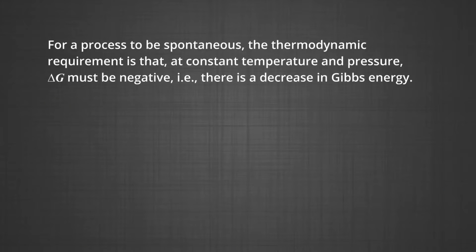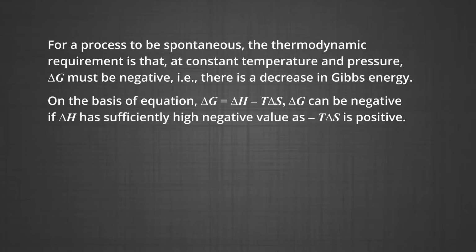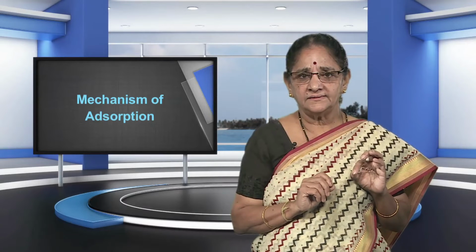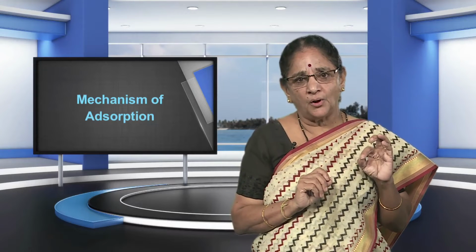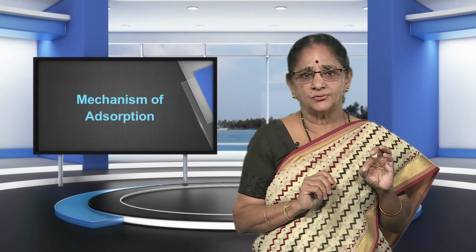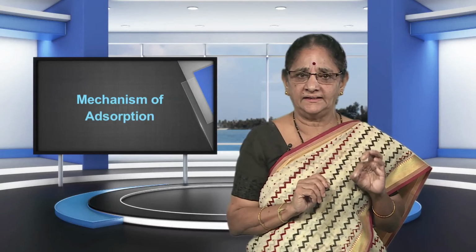For a process to be spontaneous, the thermodynamic requirement is that at constant temperature and pressure, delta G must be negative. That is, there must be a decrease in Gibbs free energy. On the basis of the equation, delta G is equal to delta H minus T delta S, delta G can be negative if delta H has sufficiently high negative value, as minus T delta S is positive. Thus, in an adsorption process which is spontaneous, a combination of these two factors makes delta G negative.